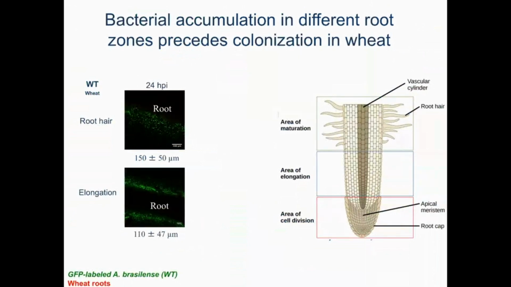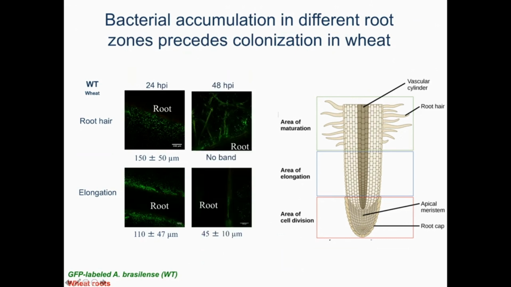In addition, using this small chamber and this observation over time, we were able to show that the bacterial accumulation in different root zones precedes colonization. And what I mean by that is 24 hours post-inoculation, here we can see that cells that are fluorescently labeled in green again, they accumulate as a large band at some distance from the root, but they do not yet colonize. For example, here the band is about 150 micrometers.